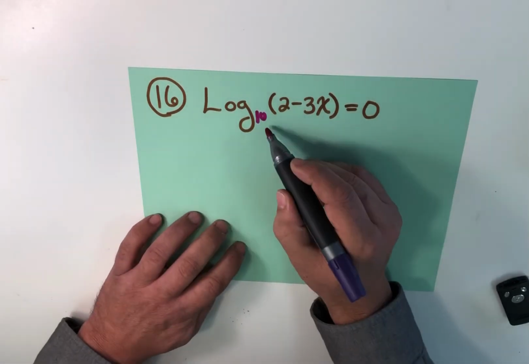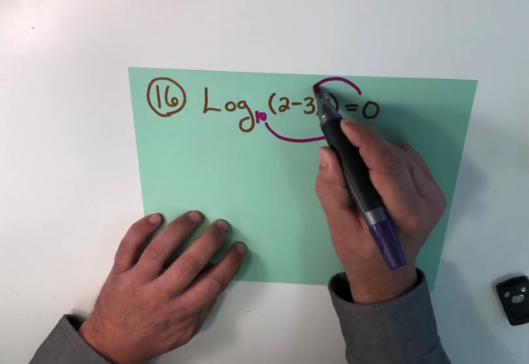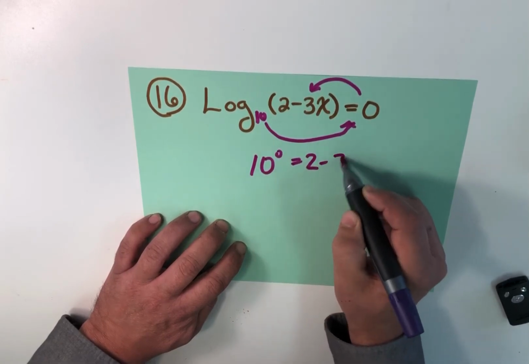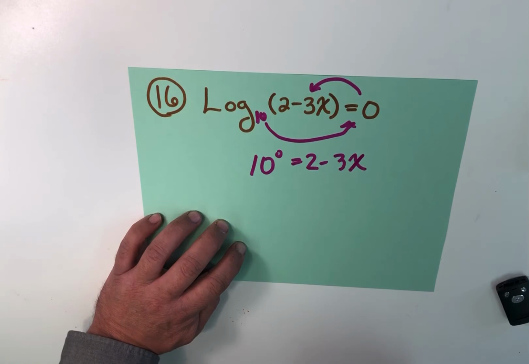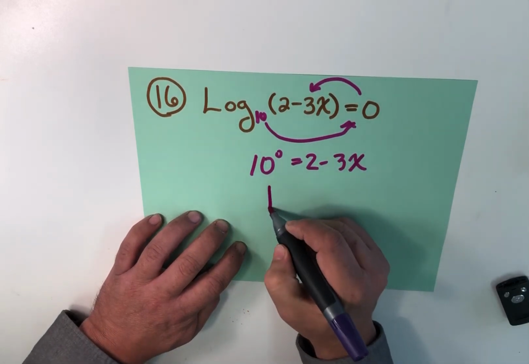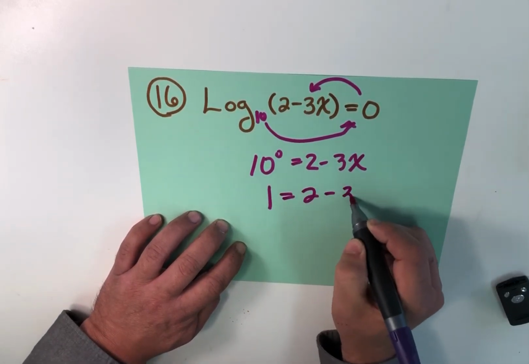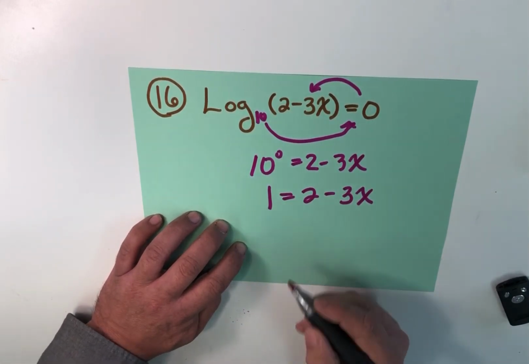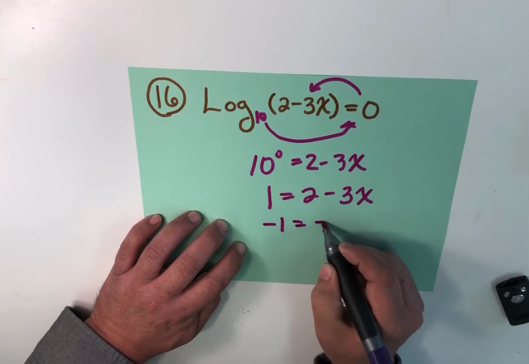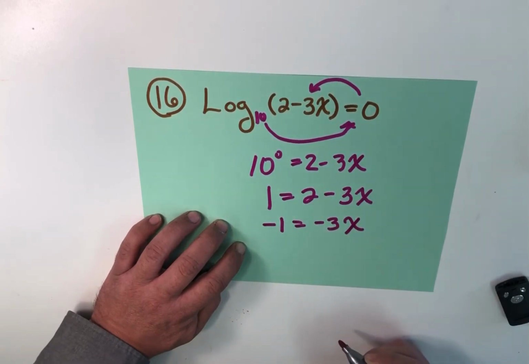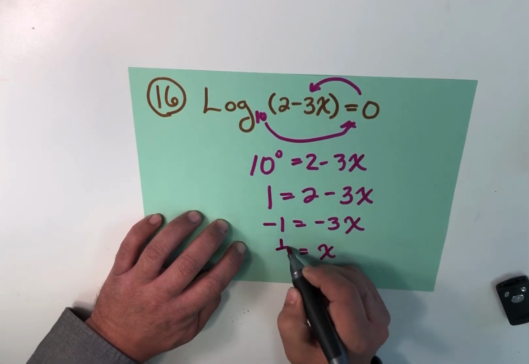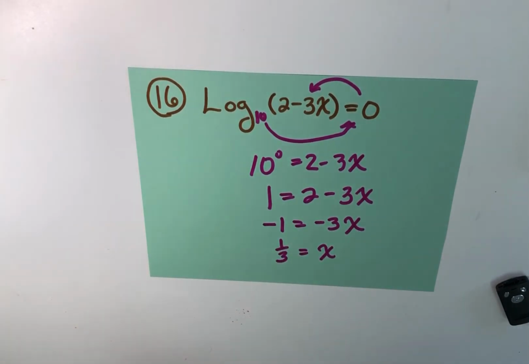Based upon that, then all I have to do now is rotate, which I will. This is 10 to the 0 is equal to 2 minus 3x. As you know, anything to the 0 power is always 1. So 2 minus 3x. When you subtract the 2 and take it over to the other side, you'll end up with negative 1 is equal to negative 3x. And when you divide by negative 3, x is equal to 1/3. It'll be positive because a negative divided by a negative is a positive.